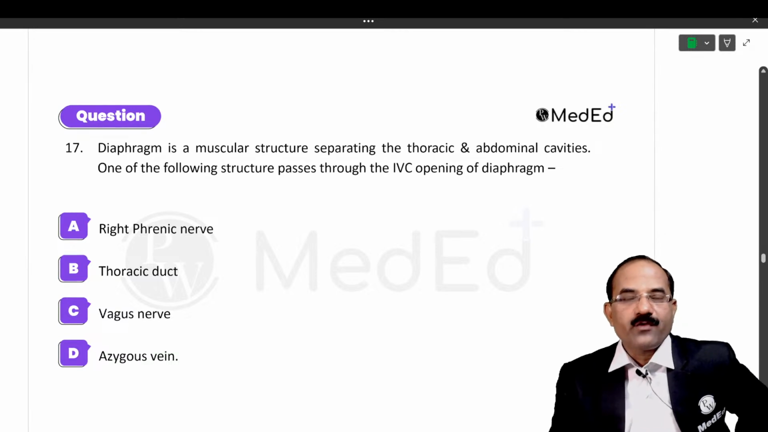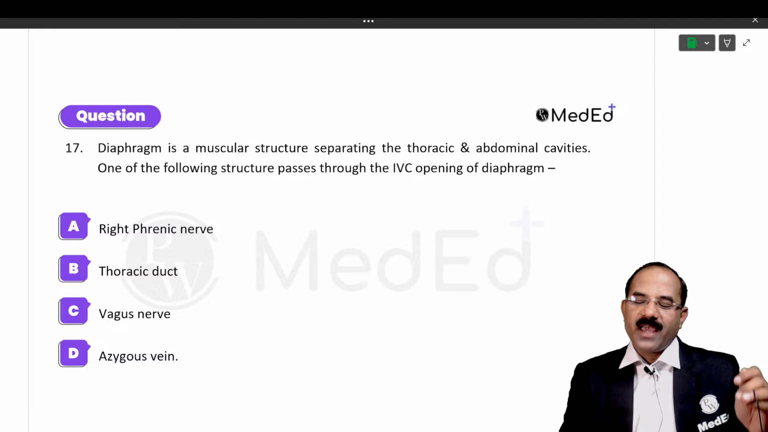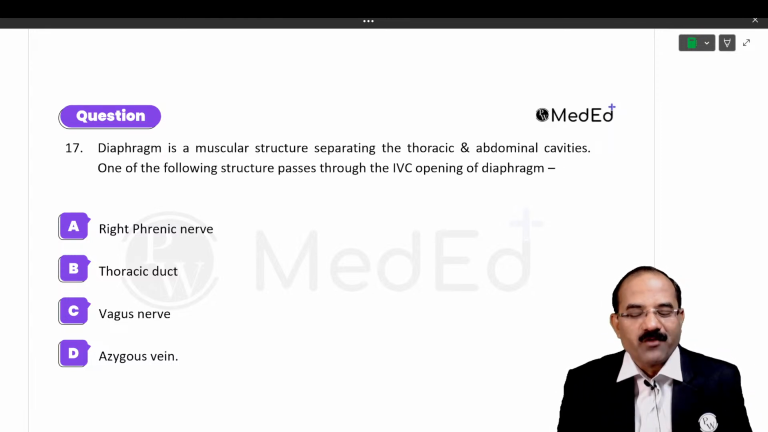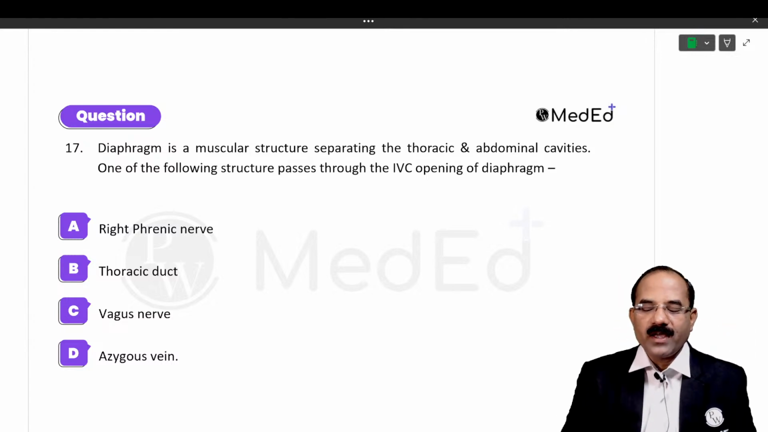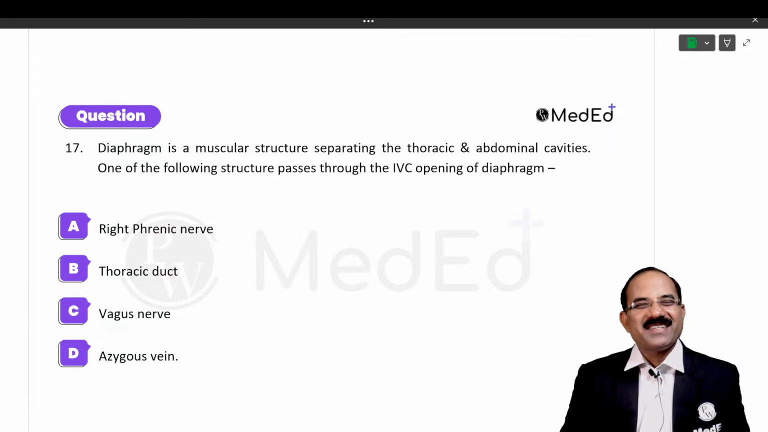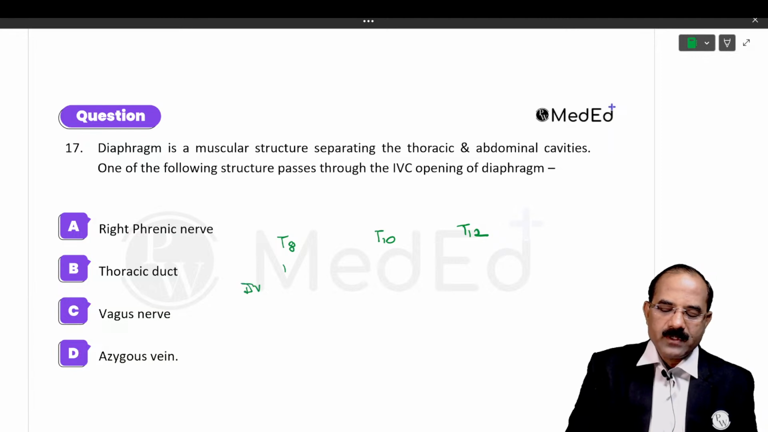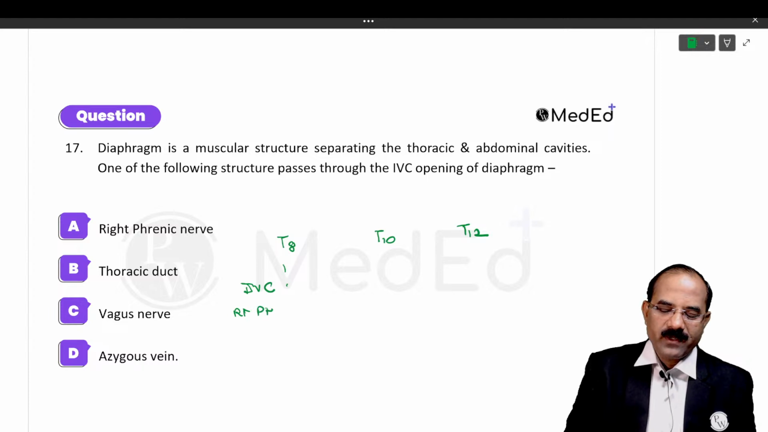Okay, chalo answer this. Diaphragm is a muscular structure separating the thoracic from the abdominal cavities. One of the following structures passes through the IVC opening of the diaphragm. चलो बच्चों बोल सकते हो. Any guesses? So IVC कैसे याद रखते हैं इसको? T8, T10, T12. T8 से कौन जाता है? IVC and बोलो right phrenic nerve. IVC and right phrenic nerve.